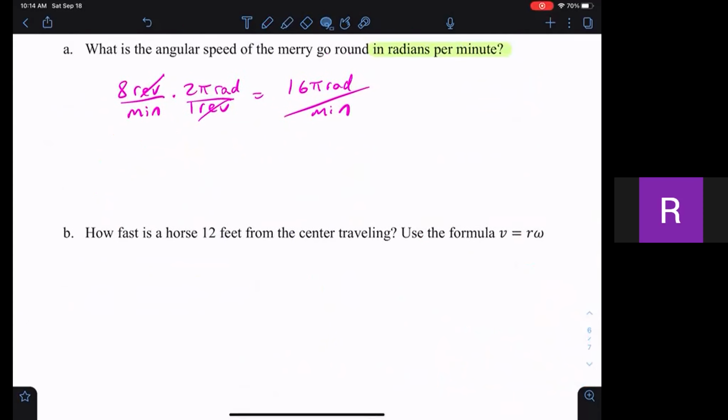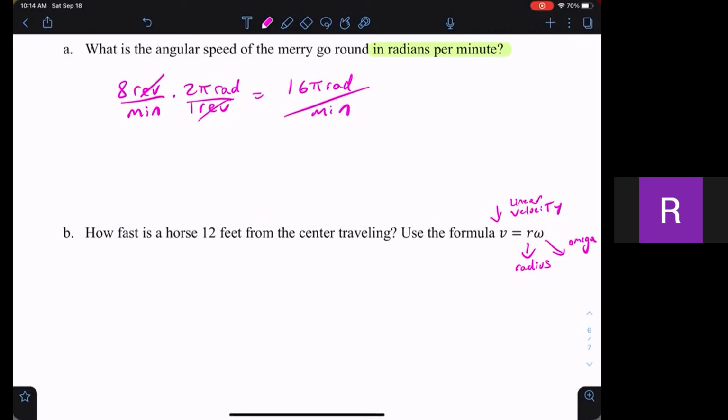That's it. Okay, and then the next question is asking how fast is a horse 12 feet from the center traveling, using this formula, right? So this is the linear velocity, this is the radius, and this is omega, which is the angular velocity, okay? So how fast is a horse 12 feet from the center traveling?